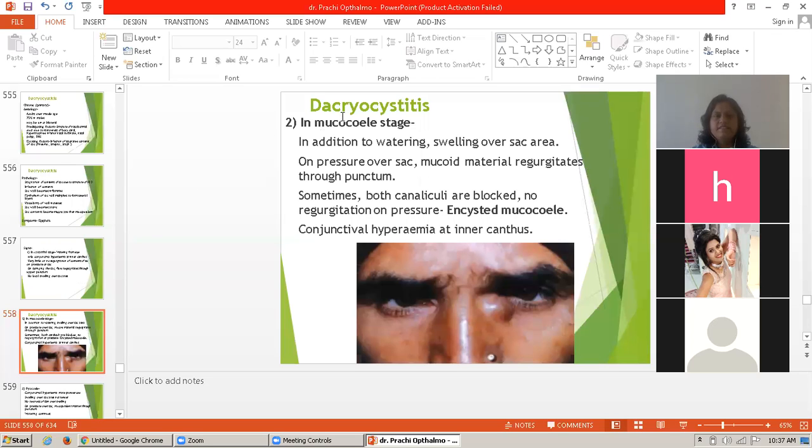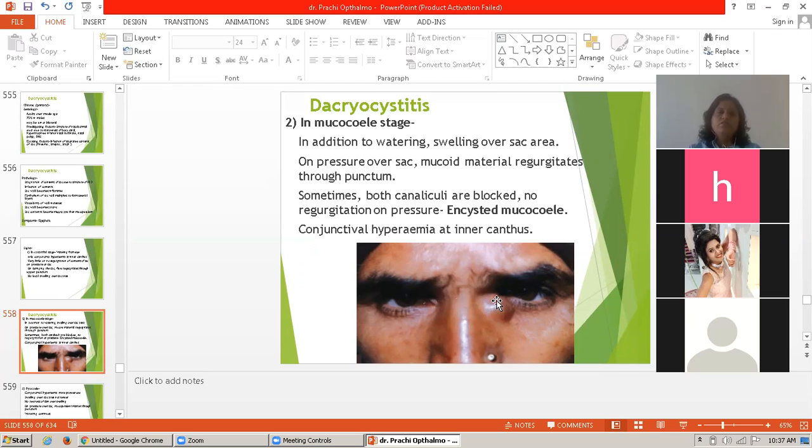So, next is the mucocele stage. This is a diagram of the mucocele stage of dacryocystitis. In that, we can see that in addition to the watering and swelling over the sac area, on pressure over the sac, there is mucoid material regurgitating through the punctum, and sometimes both the canaliculi are blocked. There is no regurgitation on pressure in the encysted mucocele, and conjunctival hyperemia at the inner canthus.